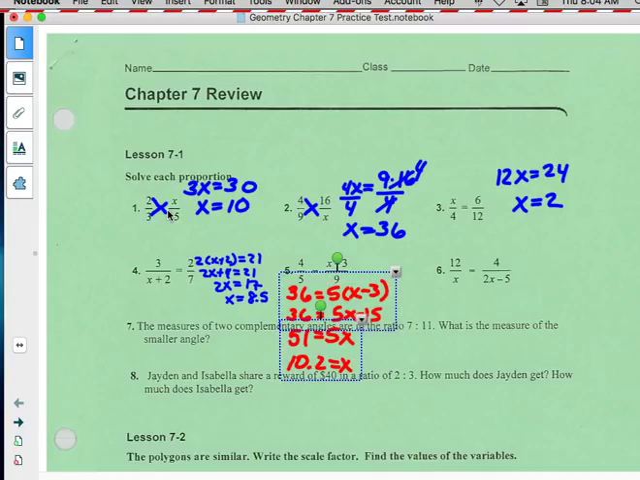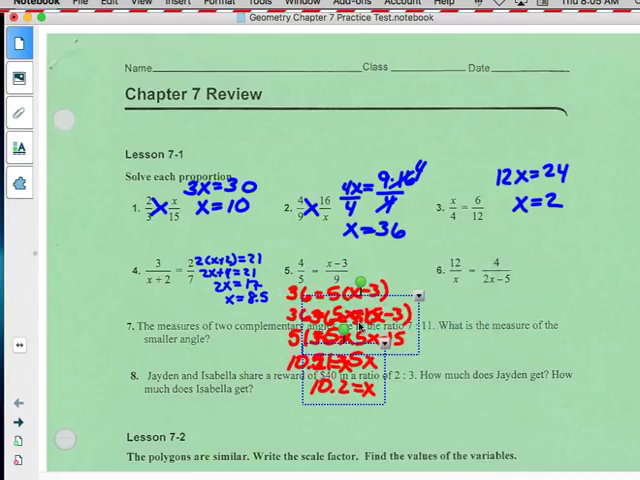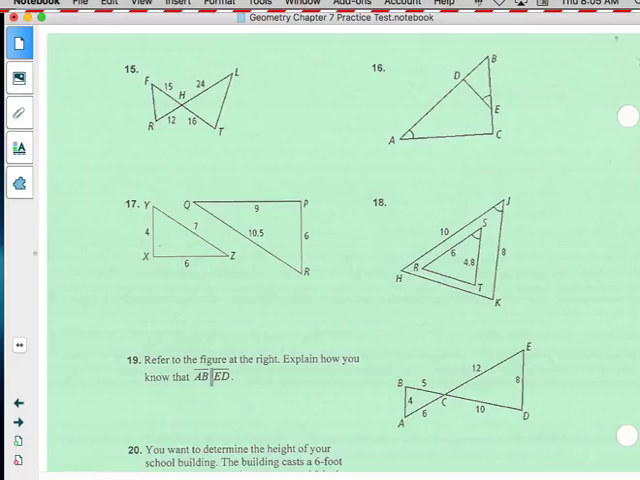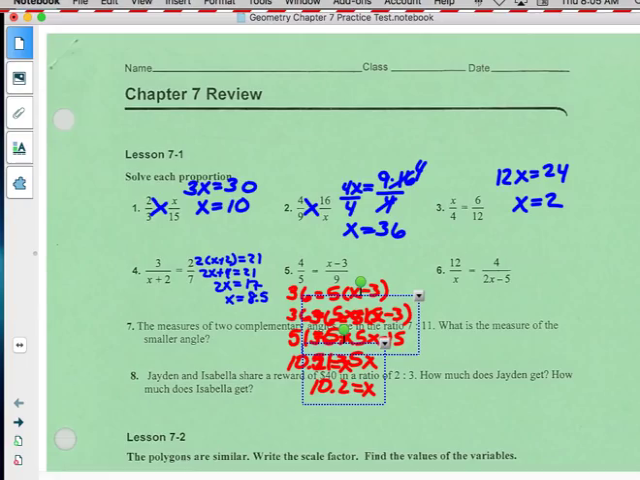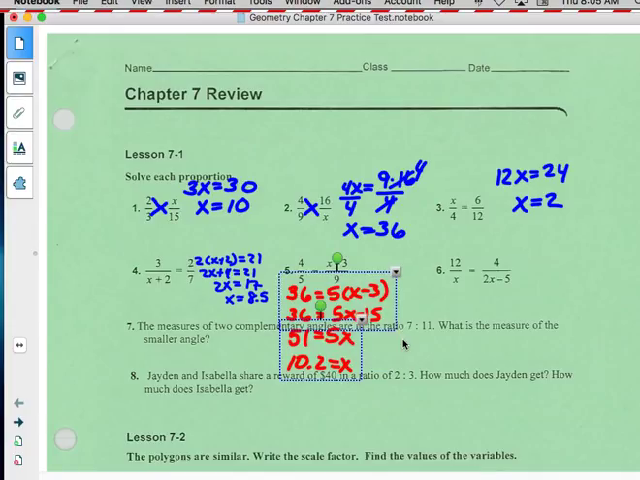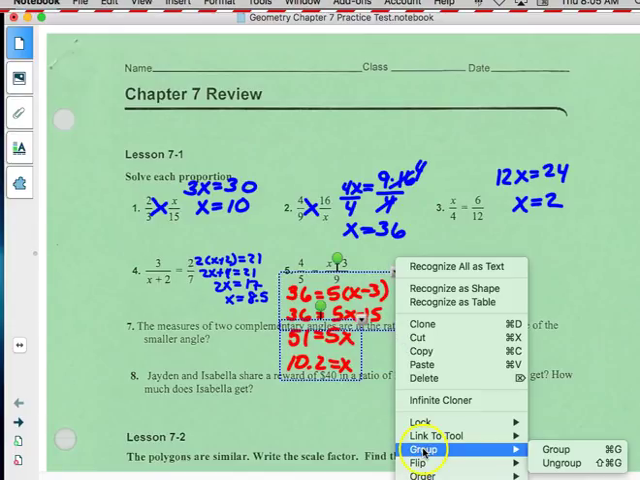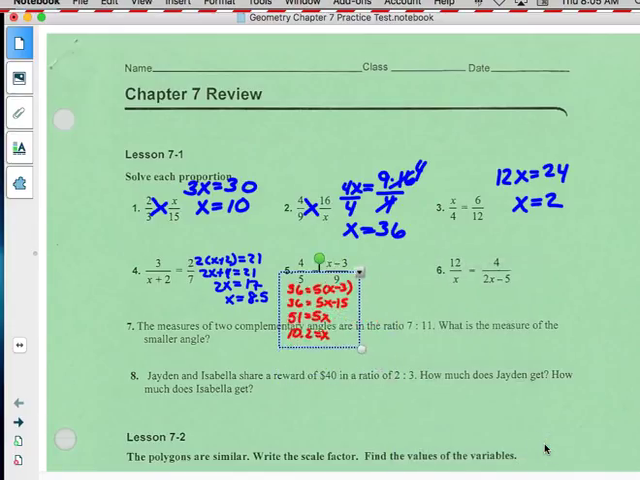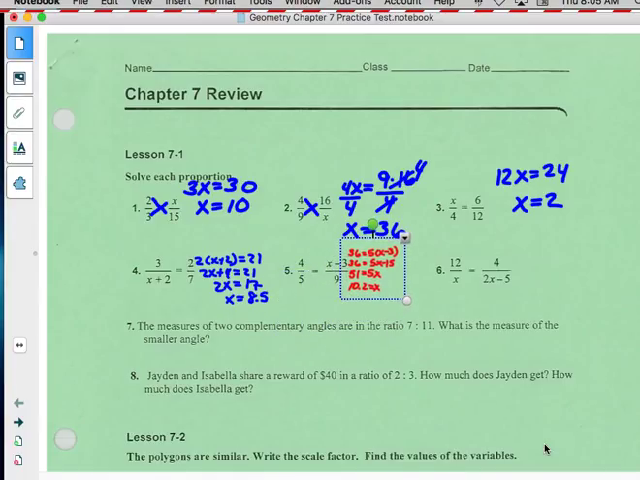Okay, we're going to group these together. Well, let's undo that. That's not going to help anybody, is it? Okay, let's group these together and shrink it down, and let's get to our last one.